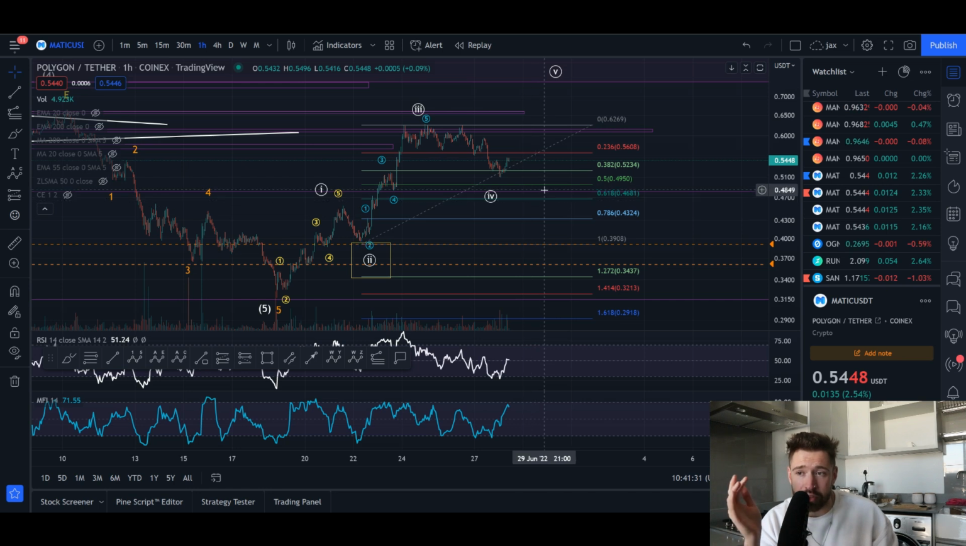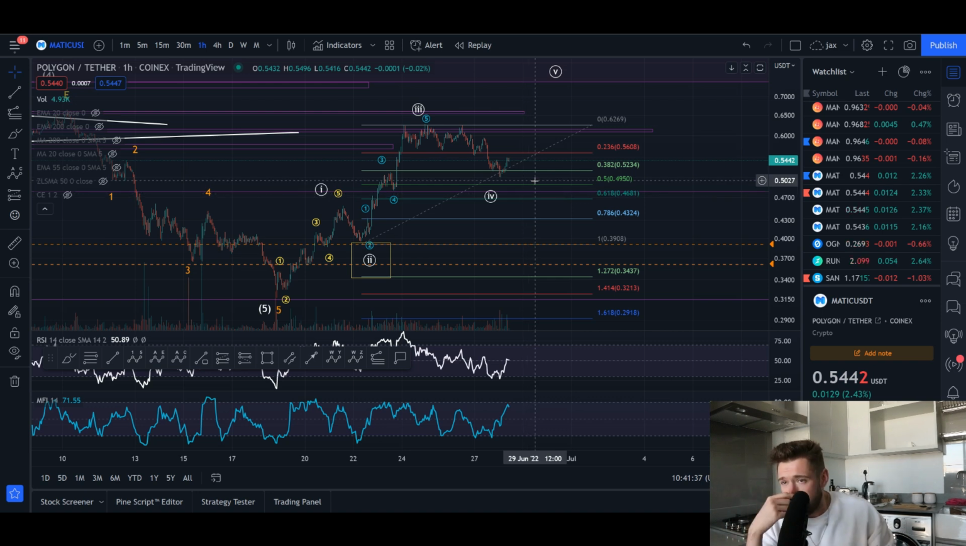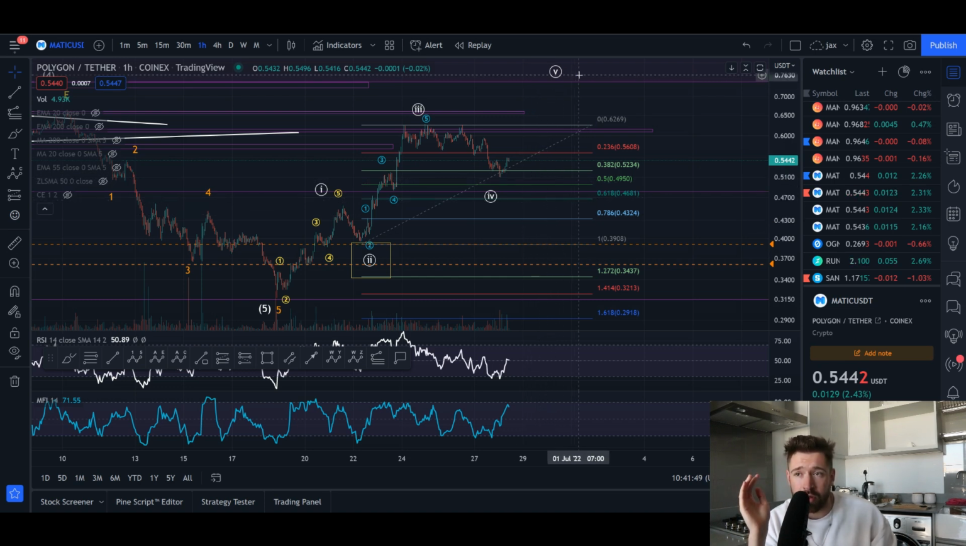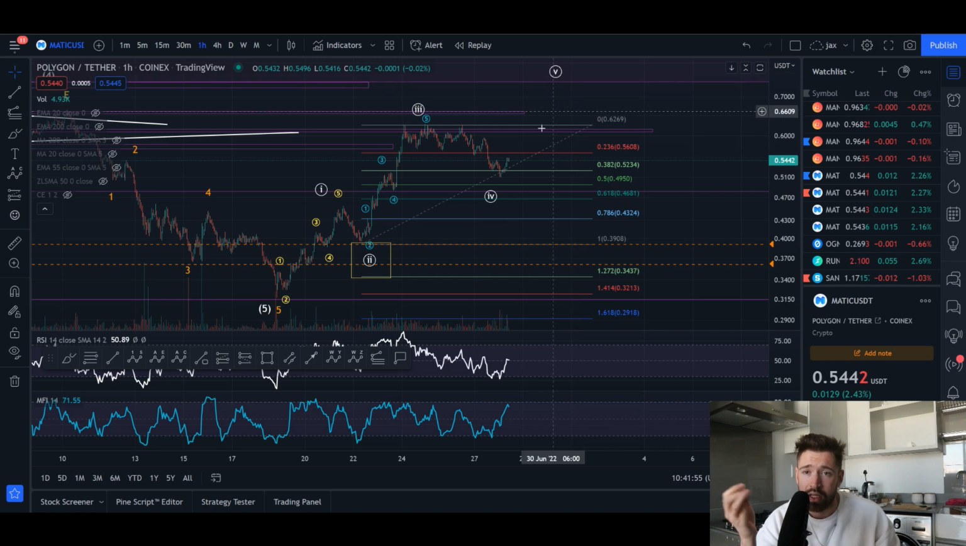Sometimes it will wick down to the 0.618 to liquidate the people who are going long, which is always really annoying. But if you are going to enter a trade here, not financial advice, what I would look to do is put equal amounts at the 0.382 and the 0.5 and put my stop loss just underneath the golden ratio and have my take profit up at 73 cents, which is the extension of the wave 5. Not financial advice. It's just some of the strategies that I use to trade Elliott wave theory.